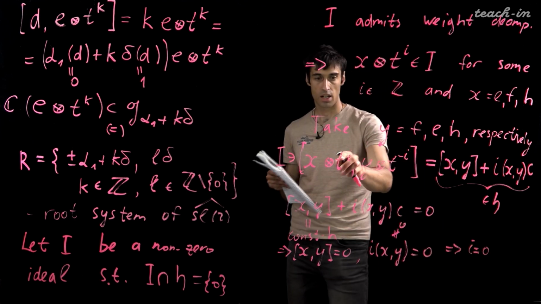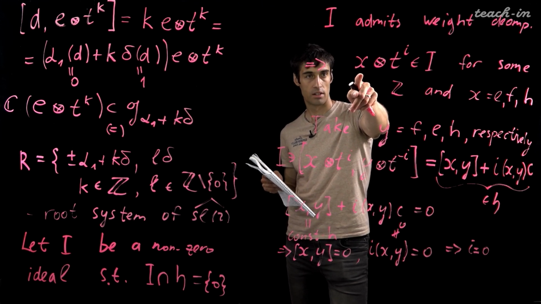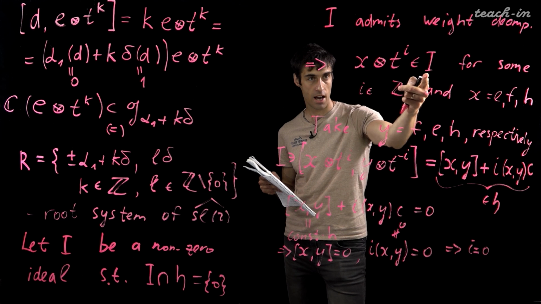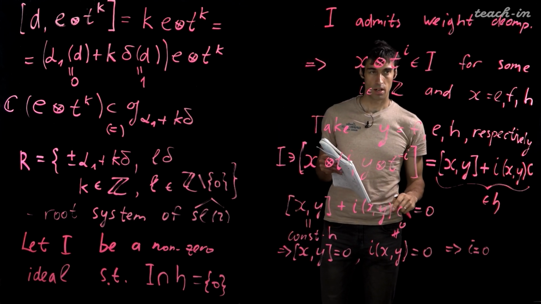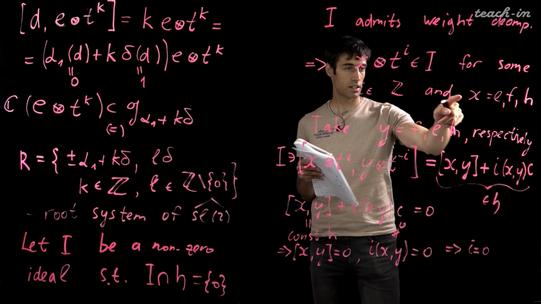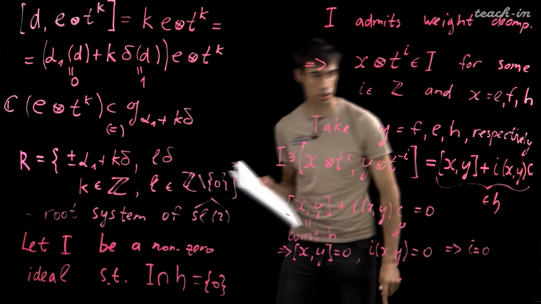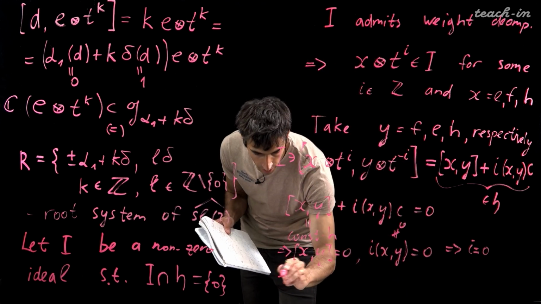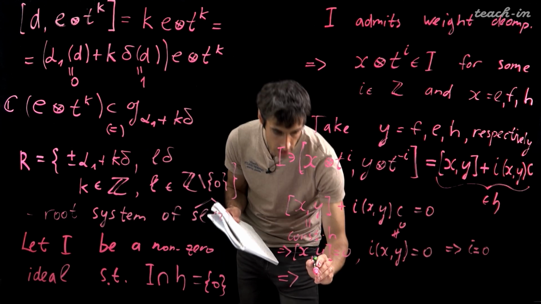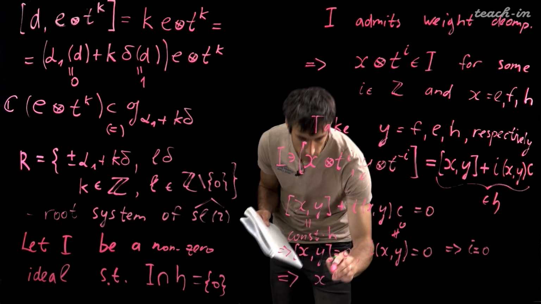So okay, since I is non-zero, we have an element x. So I contains element x. Right? So therefore x cannot be h, because I intersects h trivially. So therefore x cannot be h.